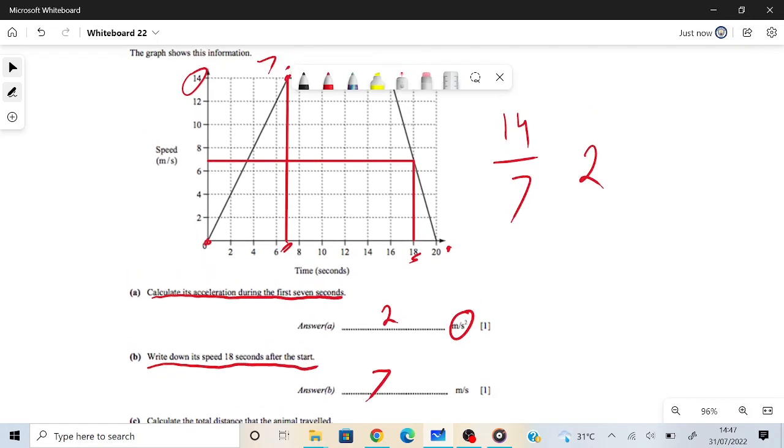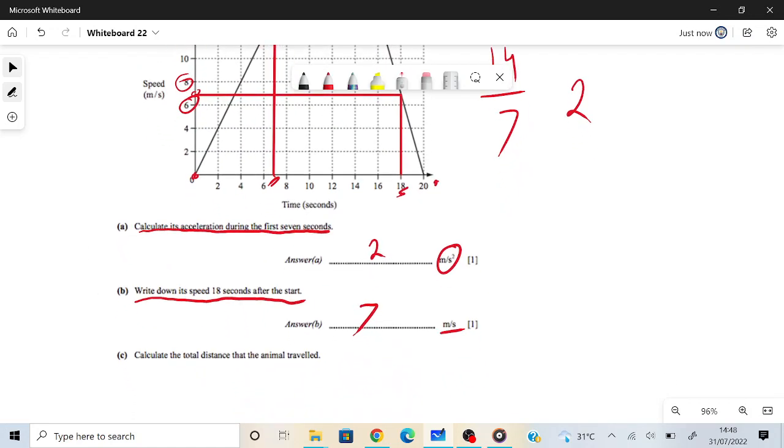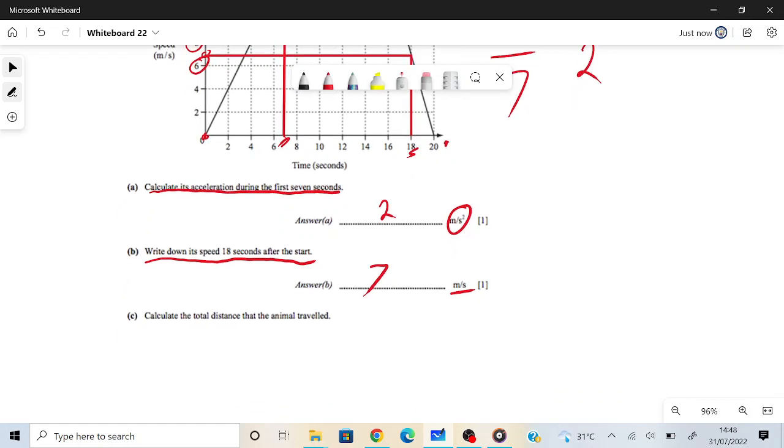Because one unit of the graph is 2, so from 6 it went to 8, so obviously the middle is 7, so 7 meters per second, not 6.5. Again, units very important. On to the next part, it says calculate the total distance that the animal traveled.